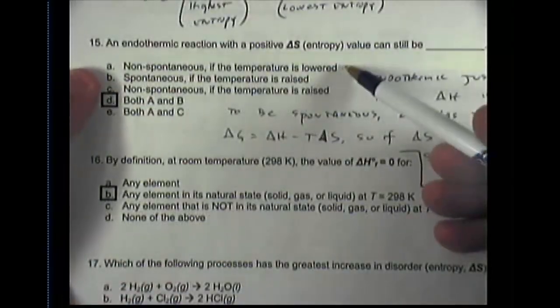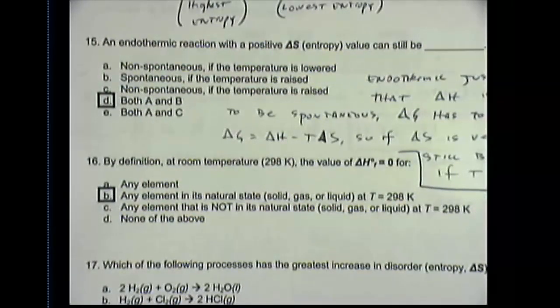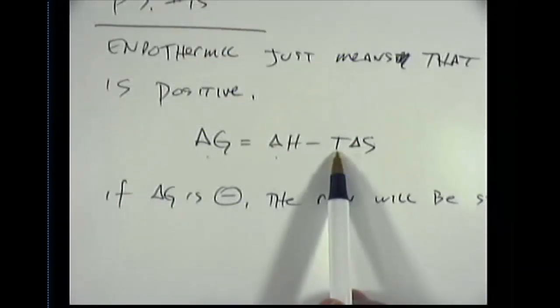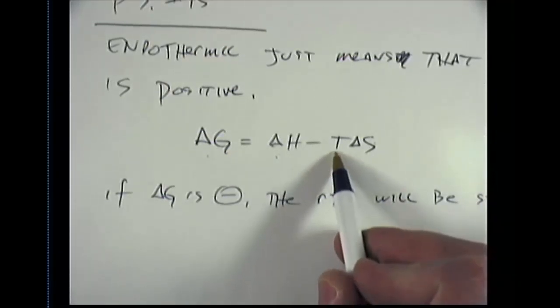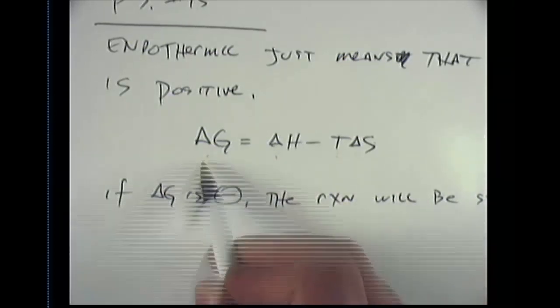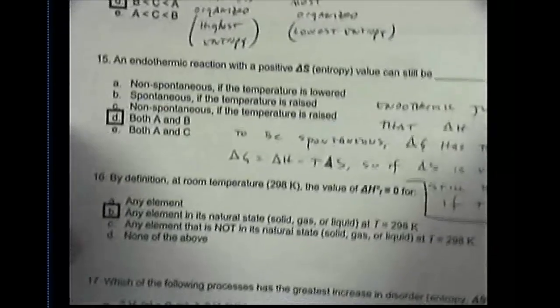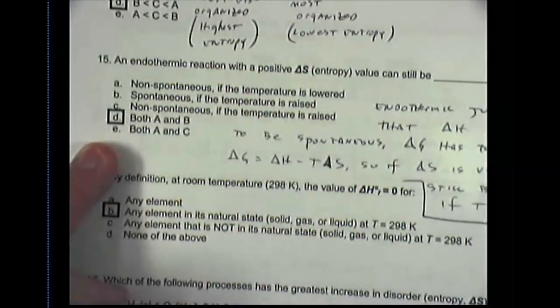With that said, let's zoom back in on our options. Option A says non-spontaneous if the temperature is lowered. Now, based on our reaction equation, does that make sense? If I lower the temperature T, is that going to cause my overall reaction to be less spontaneous, or in other words, potentially non-spontaneous? Well, that mathematically does make sense. If I've got a small number T and I've got a positive H, that could potentially give me a more positive delta G value. So option A is actually true. Now, option B says spontaneous if the temperature is raised. Does that make sense? It does.